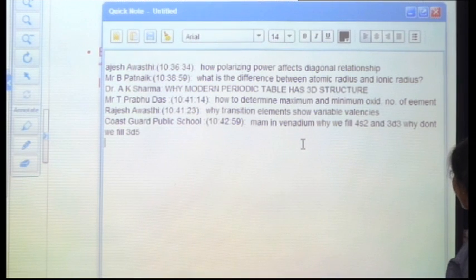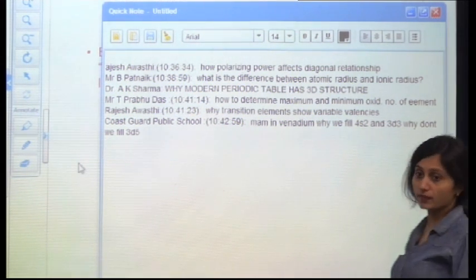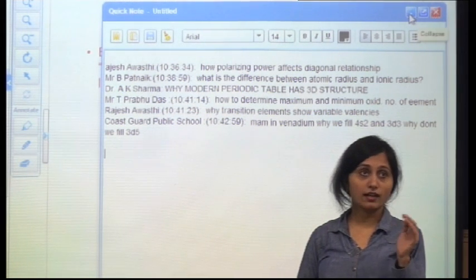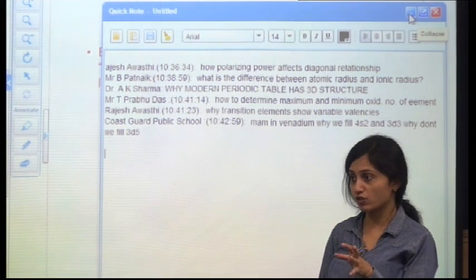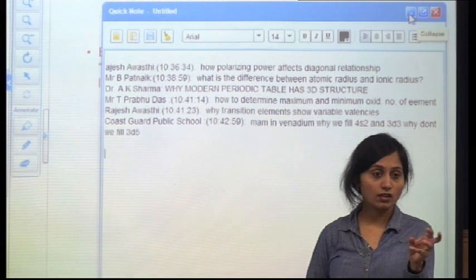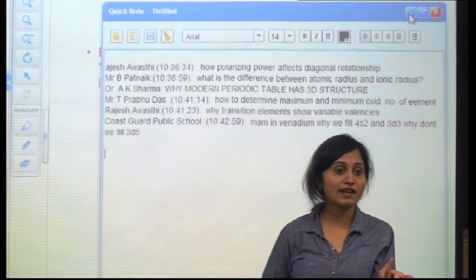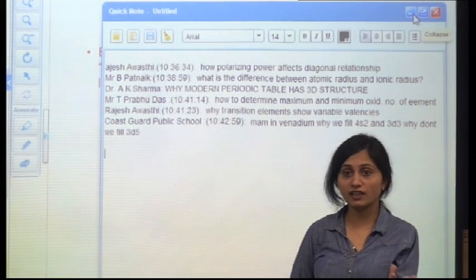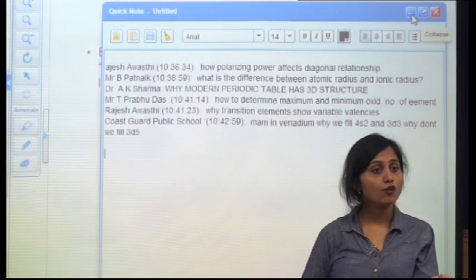There is a doubt, ma'am, in vanadium, why do we fill 4s2 and 3d3, why don't we fill 3d5? See, that's again a valid question. We have chromium after vanadium, which would be 3d4, 4s2. What we do is we take one electron and give it to 3d to make it 3d5 and 4s1. Now a very valid question is, if it is 3d3, both electrons of s can be given to 3d to make it 3d5, 4s0.